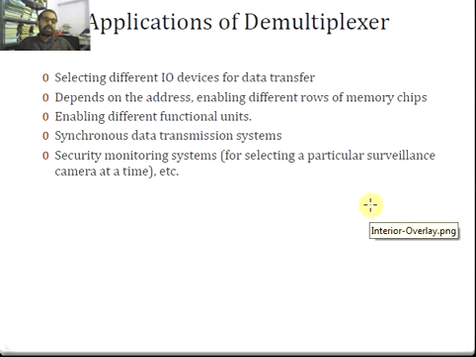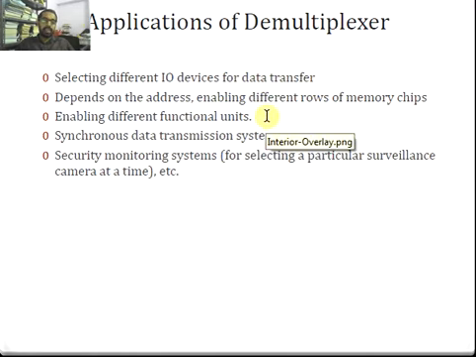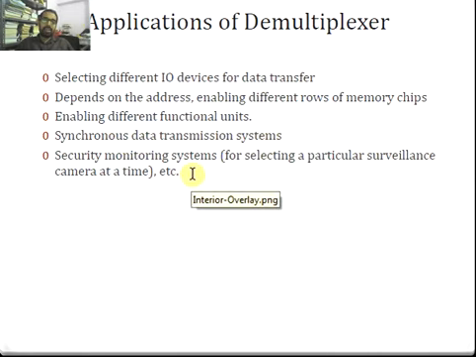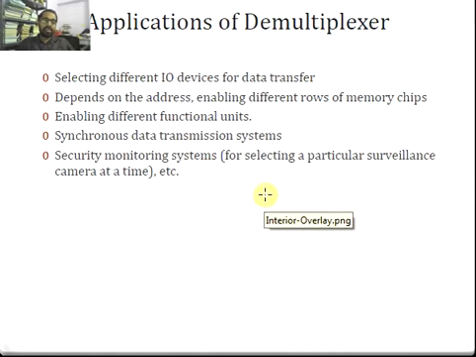The demultiplexer also has many applications. For example, selecting different input output devices for data transfer, depending on the address. We can enable different rows of memory chips in the case of memory devices, and enabling different functional units is another application. It can also be used for synchronous data transmission systems. One of the common examples is in security monitoring systems such as CCTV camera lines. If you want to select one from among different cameras, we can use a demultiplexer system.